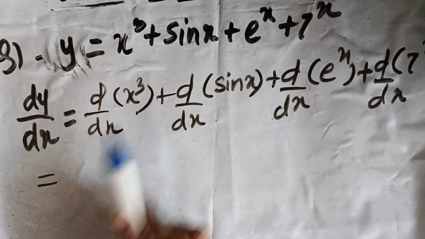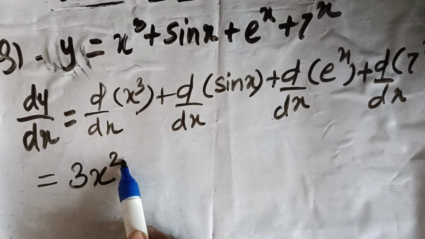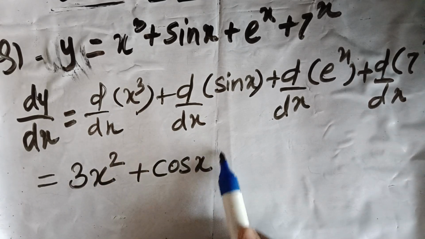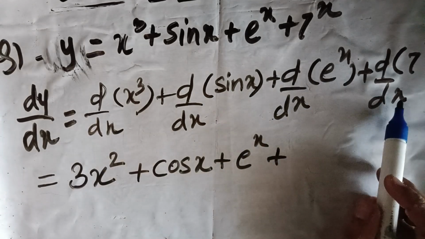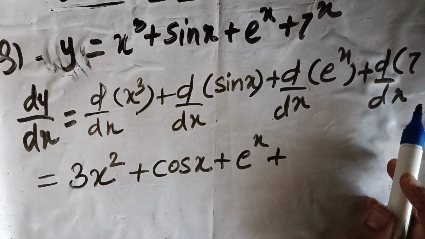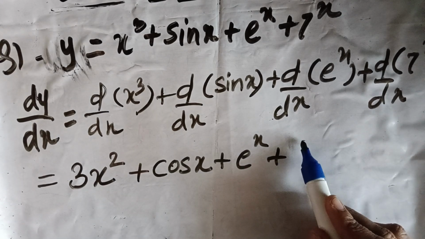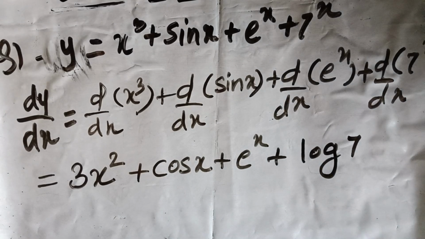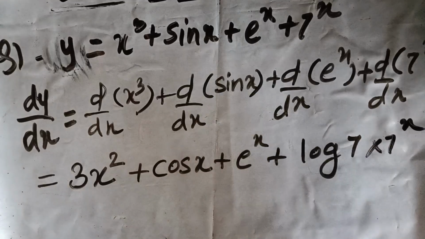So the derivative of x cube is what? 3x raised to 3 minus 1, that is 2. The derivative of sine of x is cos of x. The derivative of e raised to x is e raised to x. And the derivative of 7 raised to x is 7 raised to x log 7. Okay.